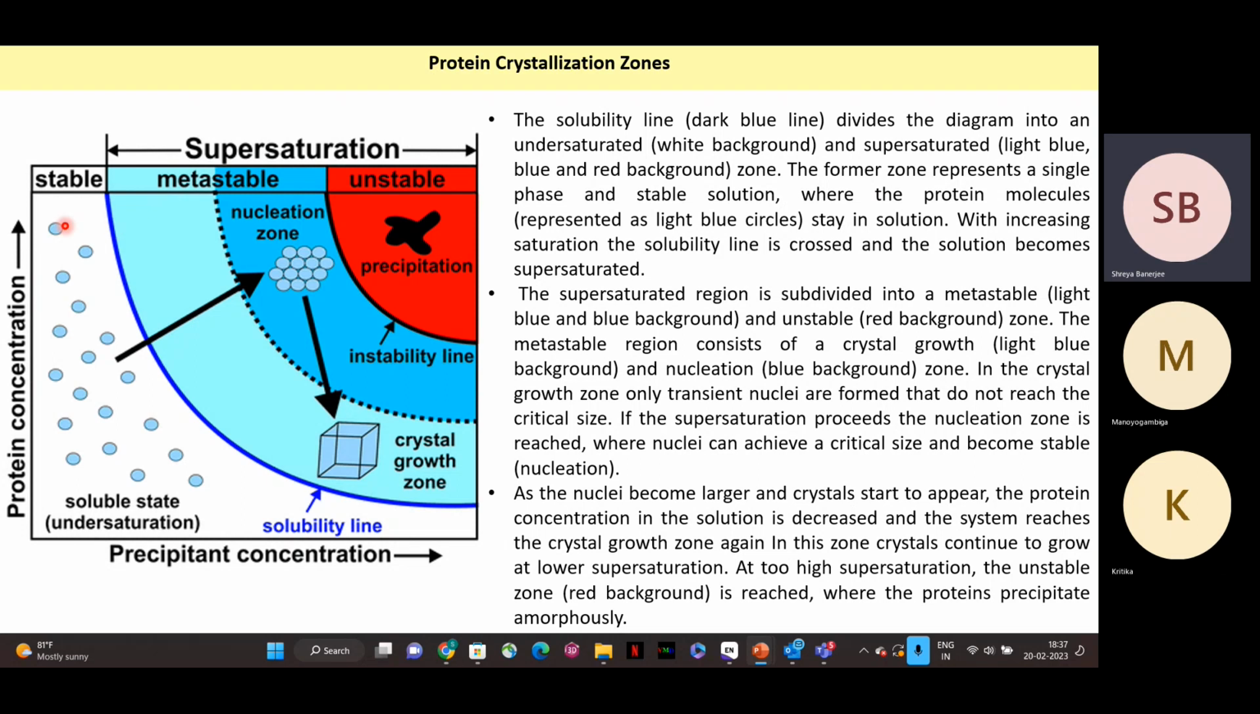So basically, from an undersaturated zone, where you can continue adding more protein, if you saturate it a little more, you will reach the crystal growth zone. But very high saturation will give you the nucleation zone, where crystals will rapidly form from a nucleus and it will then go back to the growth zone. But if the supersaturation is also reached to its limit, the proteins will precipitate out in an amorphous form and the crystal will not form.